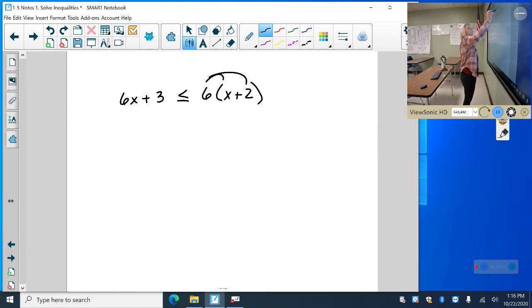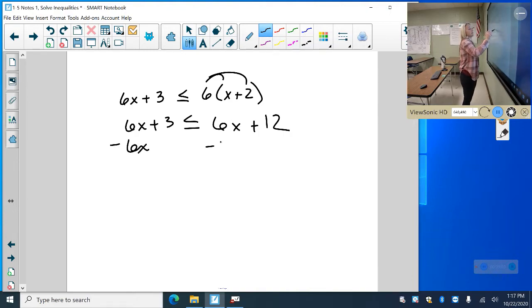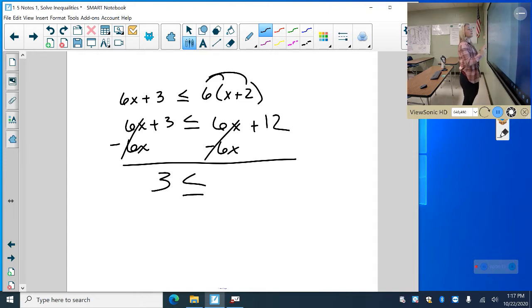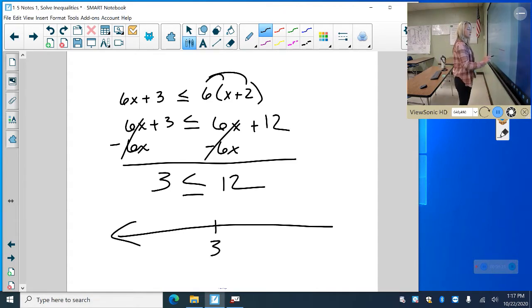Go ahead and distribute. So I have 6x plus 3 is less than or equal to 6x plus 12. So I'm going to subtract 6x from both sides. They cancel on both sides, and what I'm left with is 3 is less than or equal to 12. Well, let me ask you this. When is 3 less than or equal to 12? The number 3, when is it less than or equal to 12? It's always less than or equal to 12. So no matter what number I put in here for x, this is going to be always true.